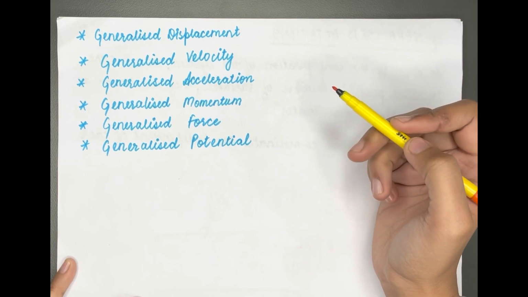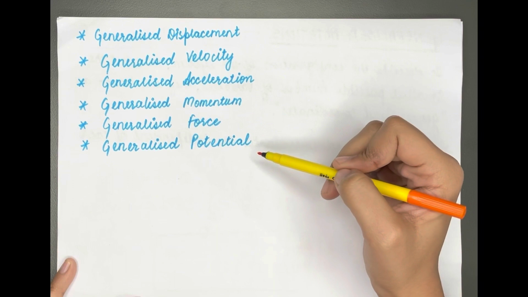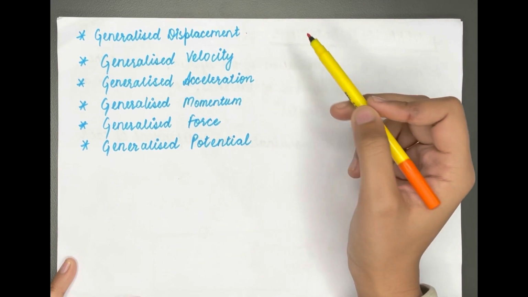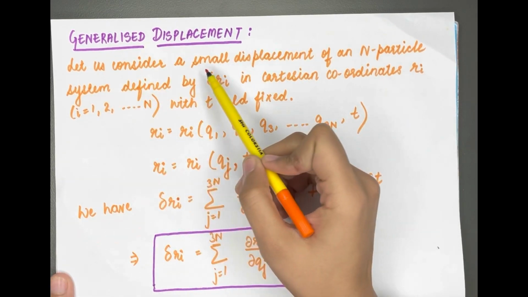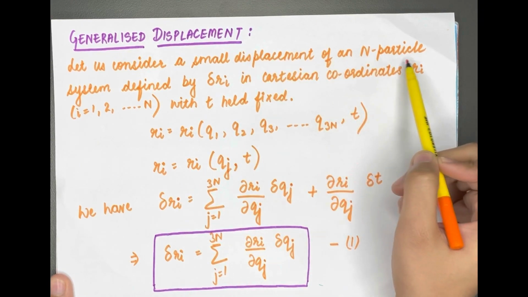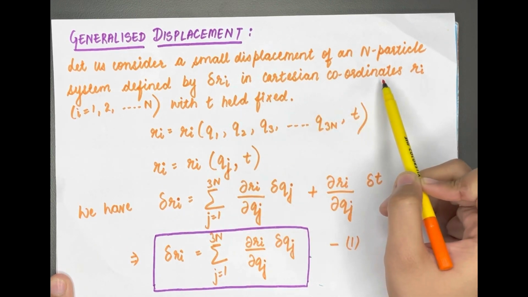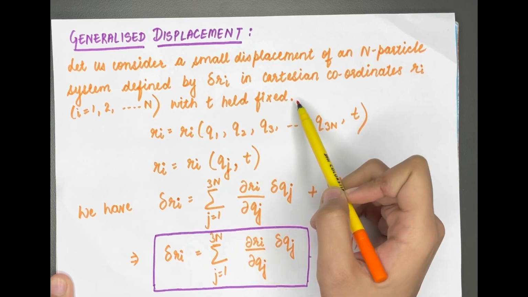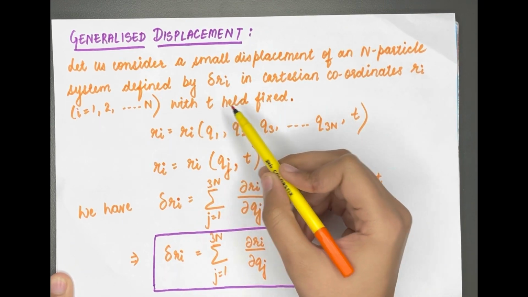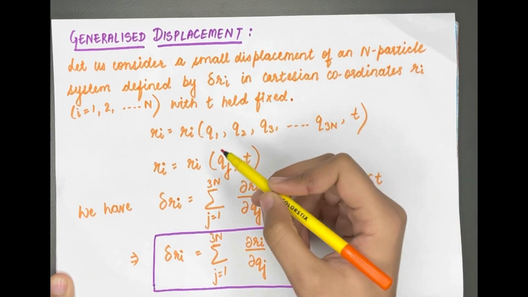I have decided to divide this topic into 6 short videos. In this video, I will be talking about generalized displacement. Now, we will be considering a system of n particles. Let us consider a small displacement of an n particle system defined by δRi in Cartesian coordinates Ri. i ranges from 1 to n with t held fixed. We are keeping t fixed for a particular reason you will get to know in a few minutes.